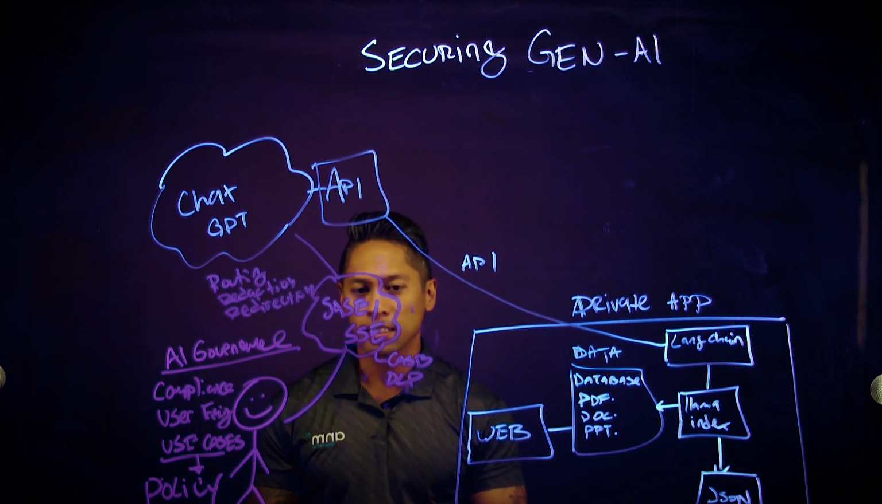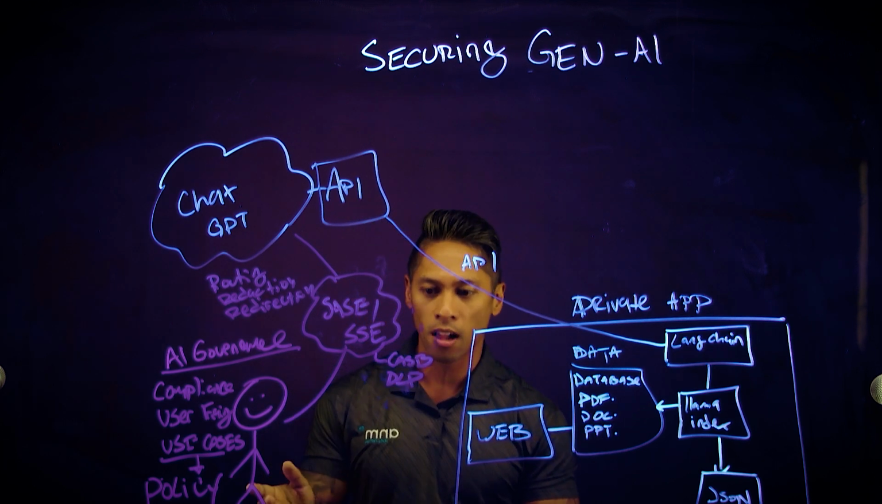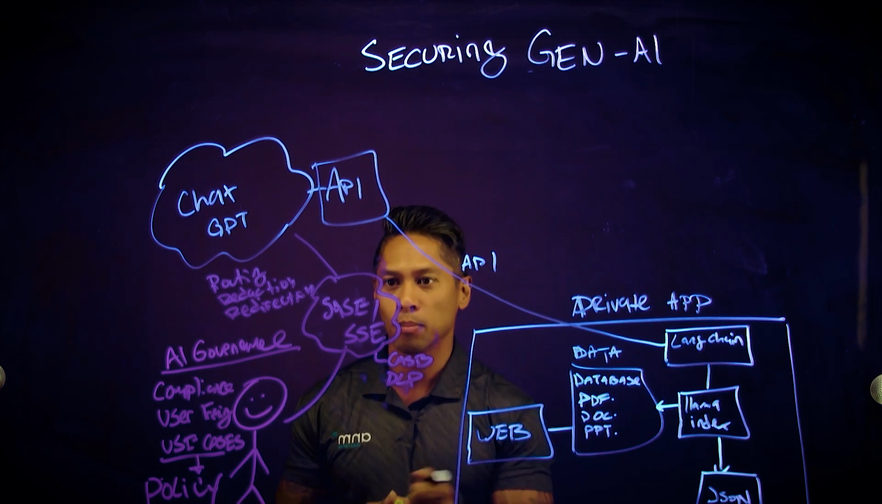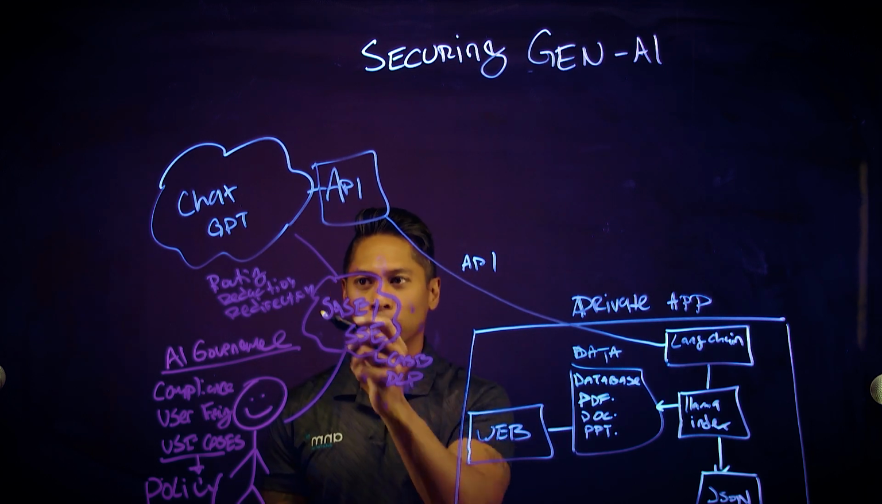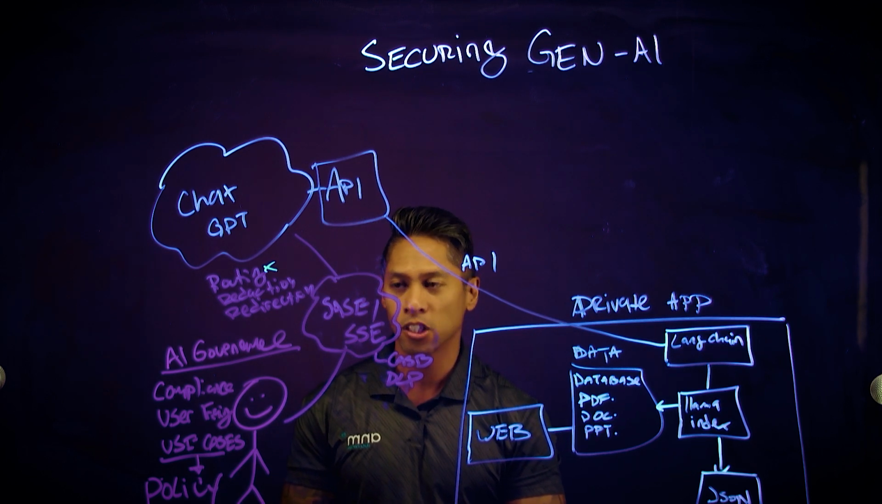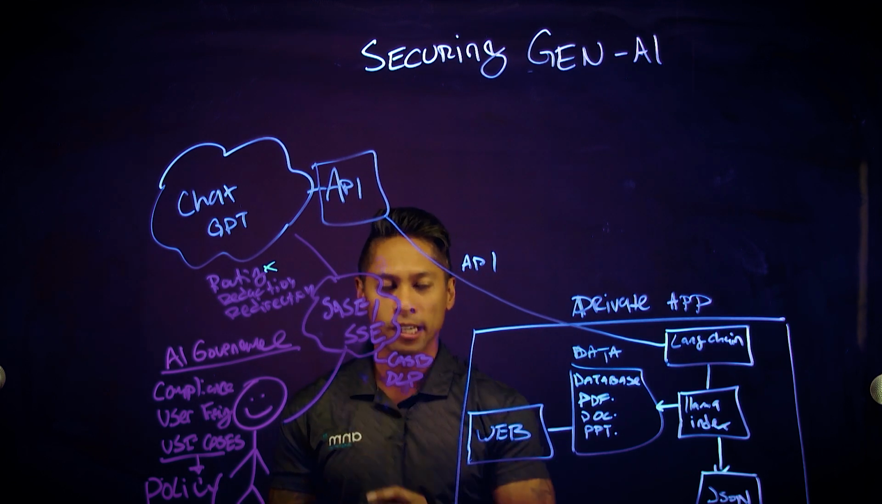Now, what that means is, let's say, as an example, our policy states that our end user here is not allowed to go to ChatGPT. We could just, very similarly to the previous example, block it, and not allow that user to route out to ChatGPT. Now, what about redaction?